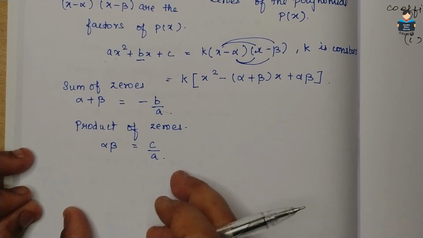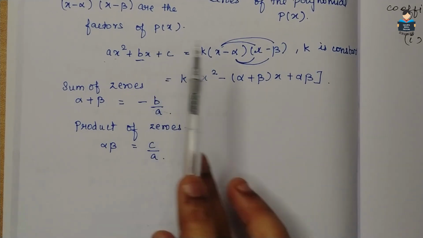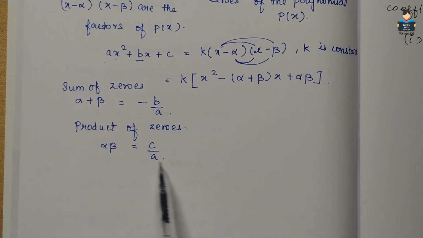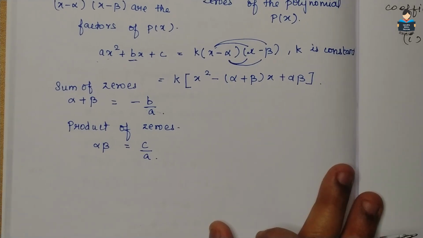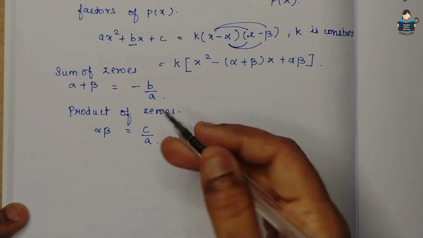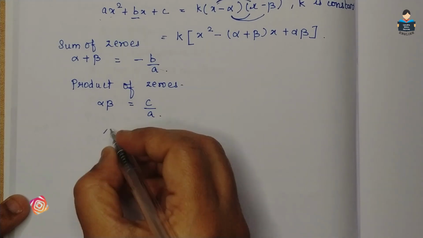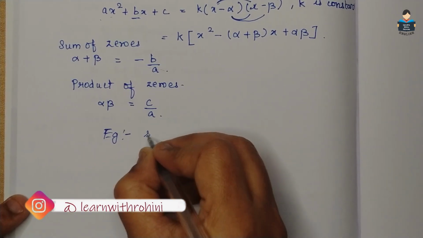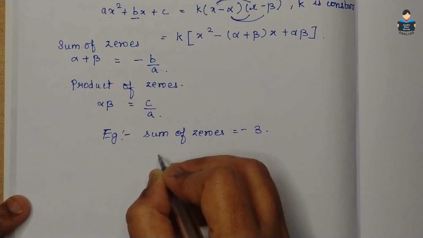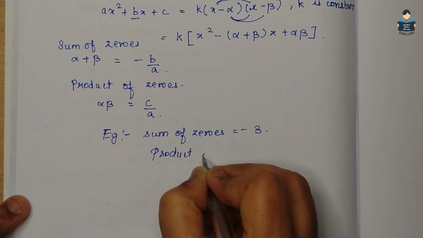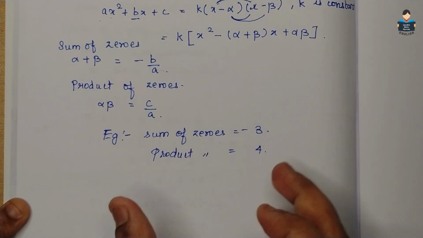So when they ask us to verify the relationship between the zeros and the coefficients of a polynomial, we have to use these two conditions and verify. The second part is when they have given the sum and the product of the zeros. I am giving an example. For example, they have given the sum of the zeros as minus 3 and the product of the zeros as 4. So I need to form the polynomial.